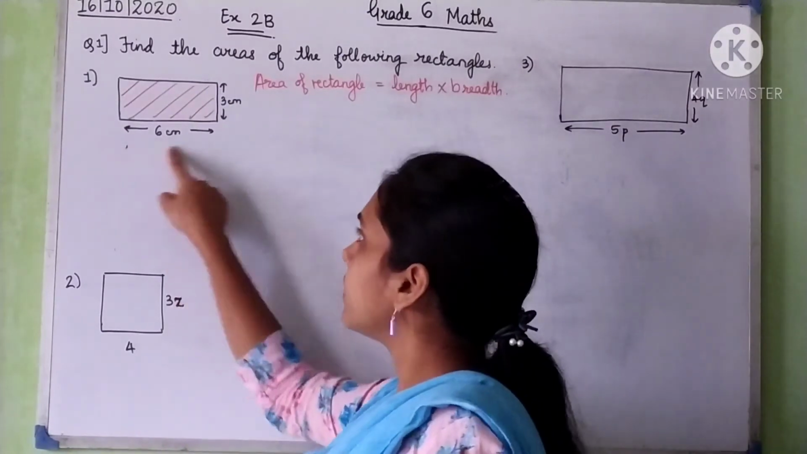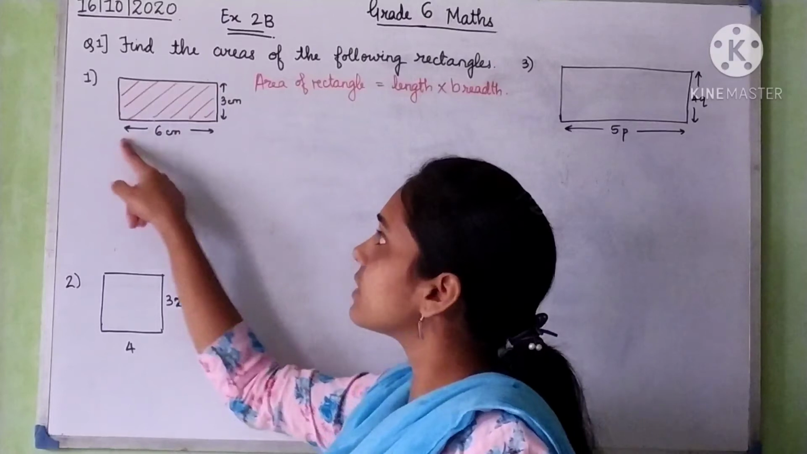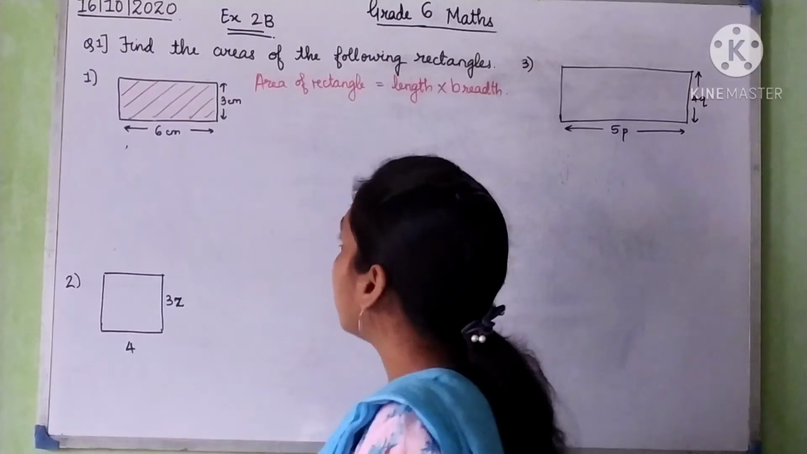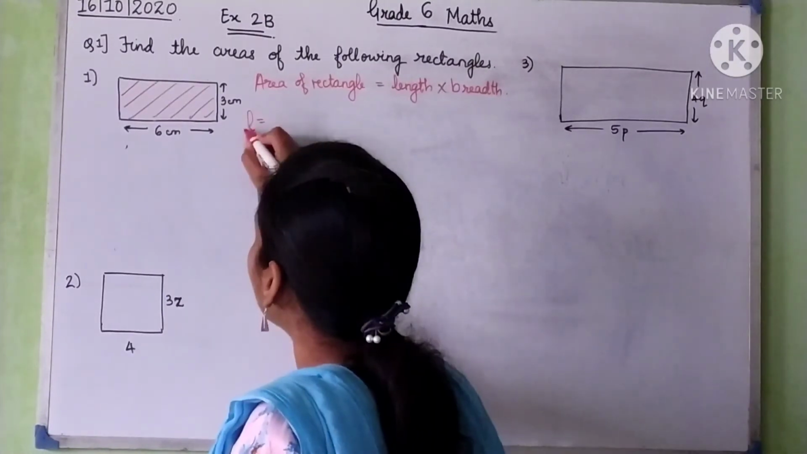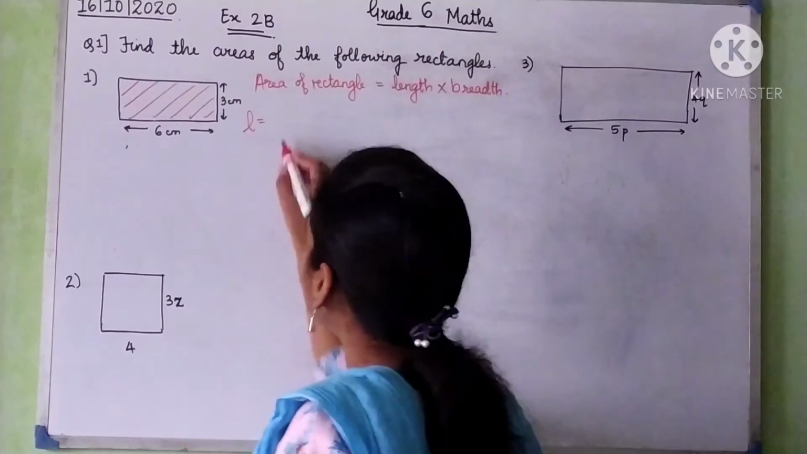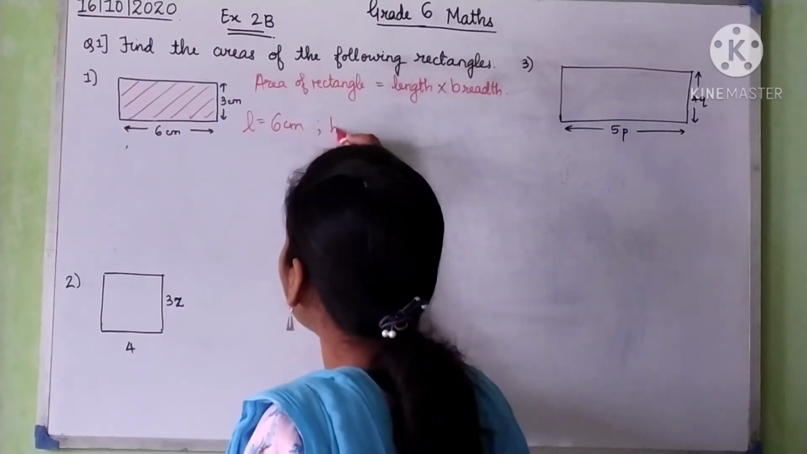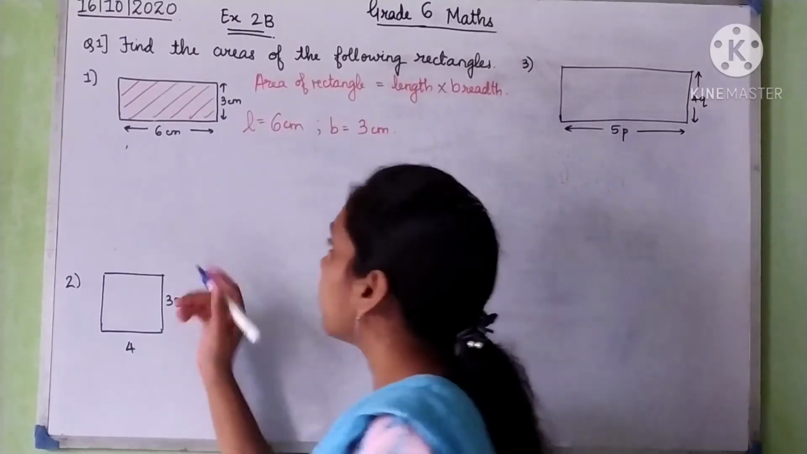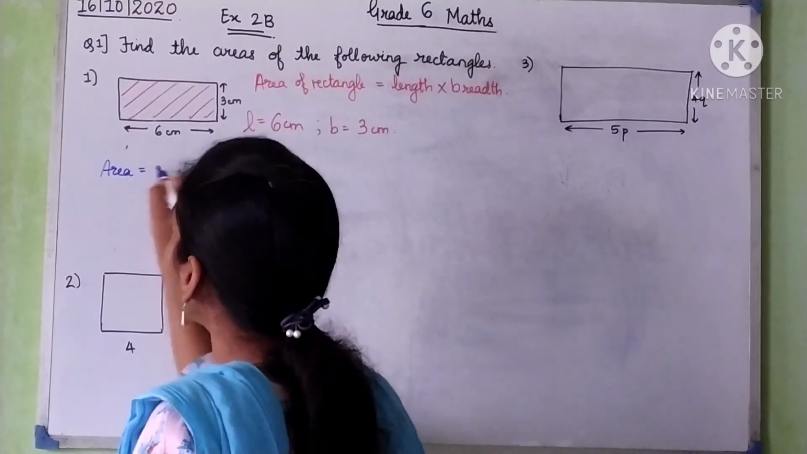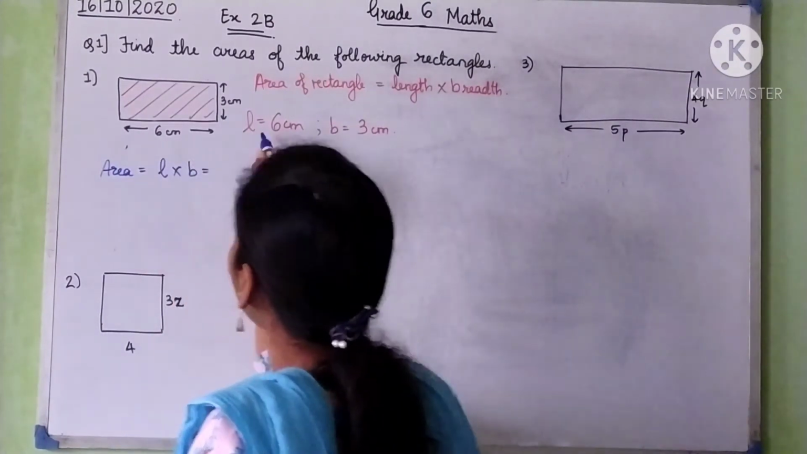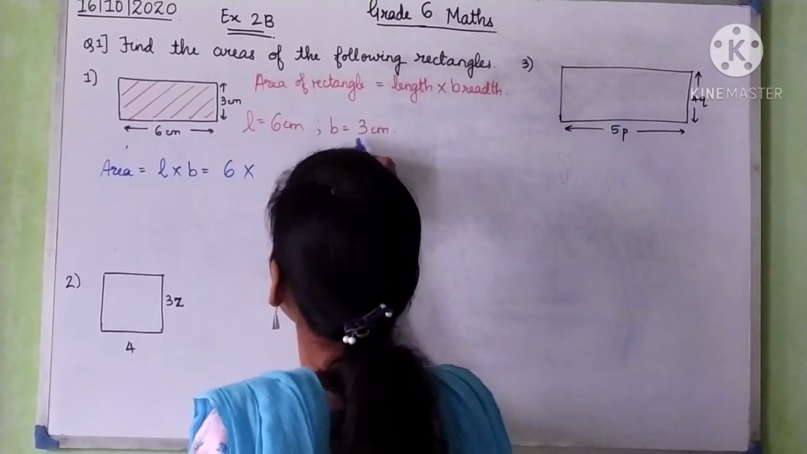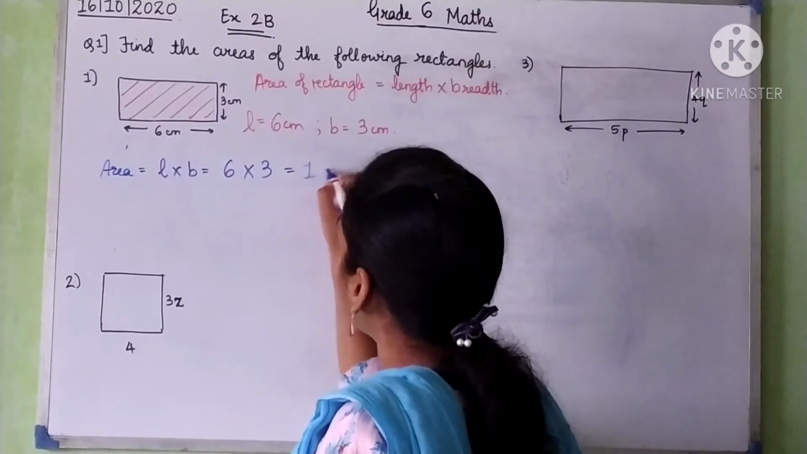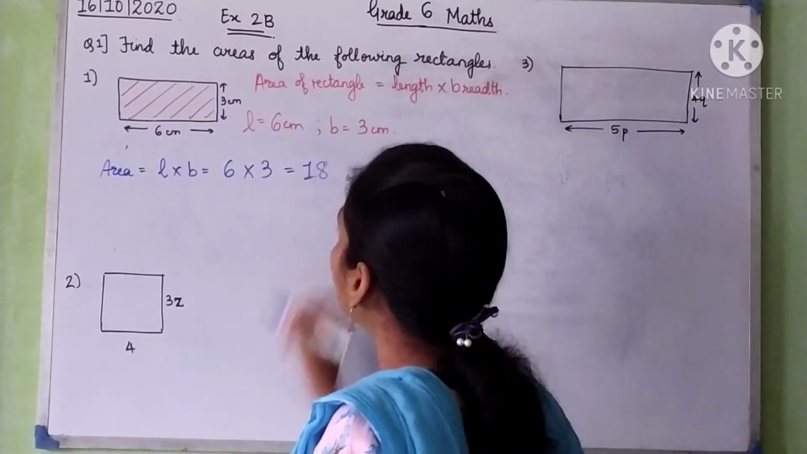For this rectangle, the length is given to us, which is equal to 6 centimeter, and the breadth is equal to 3 centimeter. For length we write L. To find the area, we take length into breadth. So the length is 6 into the breadth is 3. 6 into 3: 6 2s are 12, 6 3s are 18. So 6 into 3 is equal to 18.